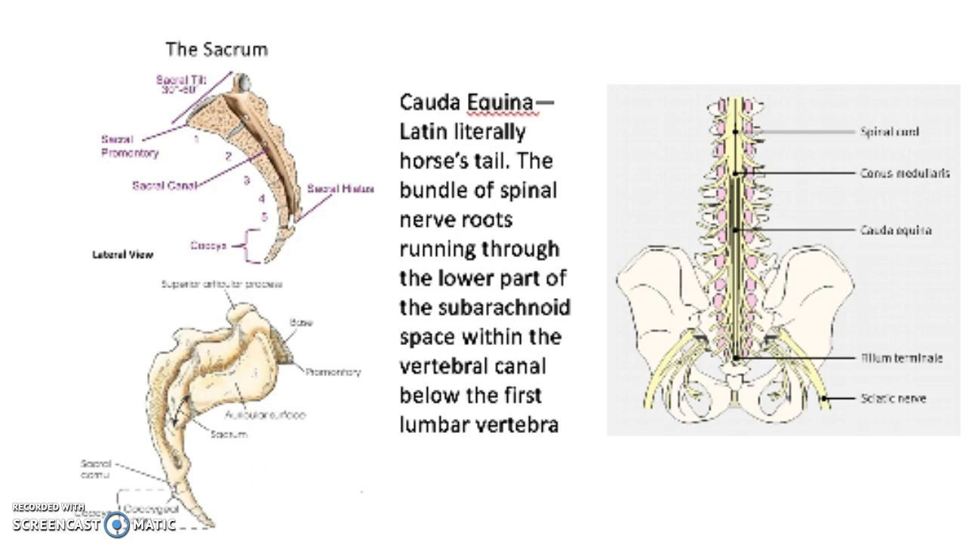On this picture on the right, you can see it's a mid-coronal cross-section of the cauda equina. You can see all the nerves that come through. This is where the sacral canal is, and all the nerves that come through the sacral foramina.